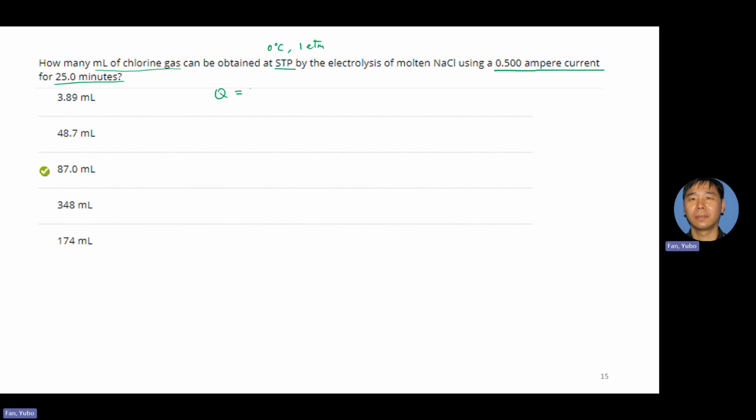So, we know Q equals I times T, right? The current times time. It also equals n F, where n is the moles of electrons and F is the Faraday number. So we can just do the calculation. I T equals 0.500 ampere, we can just use A as the abbreviation, times time. It's 25 minutes, but we need to convert it to seconds, okay? So we know 1 minute equals 60 seconds. When we finish the calculation here, we can just plug in this value and we got something.